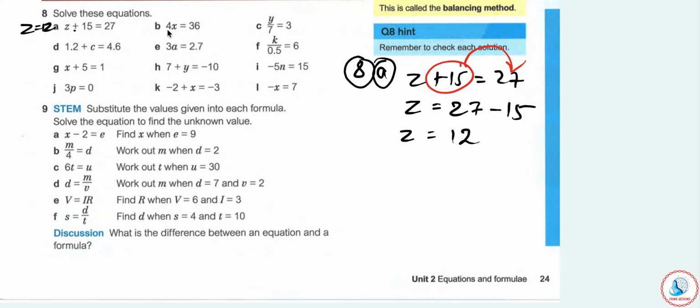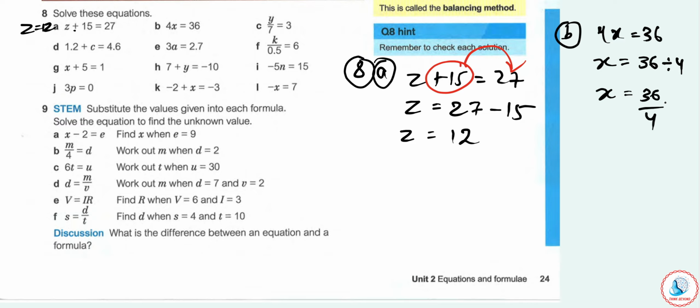Okay, now question number B. 4x is equals to 36. So 4 is multiplied with x. We have to find the value of x. So x is equals to 36 divided by 4, or you can write x is equals to 36 over 4, which is going to give you 9. So for this one, x is equals to 9.